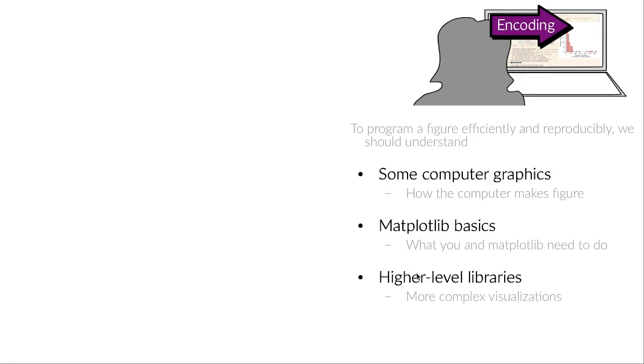So now we come to the end of the second lecture where we talked about encoding, and we talked about how to program a figure efficiently and reproducibly. We should understand some computer graphics, some Matplotlib basics, and a little bit about higher level libraries so we know when to use them.